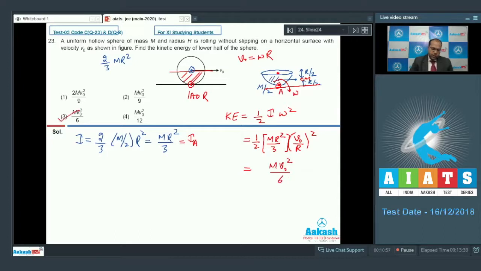So option 3 is the correct answer. So the correct answer for question number 23 is option 3. Let's move to question number 24.